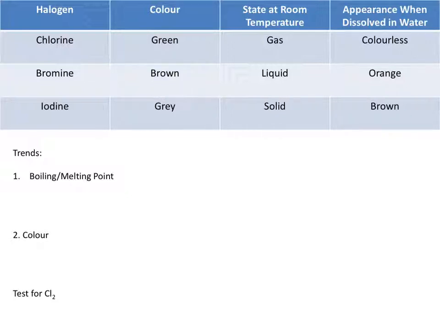You should probably also know the colours of them when they're dissolved in a non-aqueous solvent. So instead of dissolving it in water, dissolving it in, say, toluene, an organic solvent. Now chlorine and bromine dissolved in an organic solvent have the same appearance, but iodine doesn't. When you dissolve iodine in an organic solvent, it turns purple, a beautiful purple colour. So that's slightly odd, isn't it? That iodine is grey when it's a solid, it's brown when it's in water, and when it's in an organic solvent, it's purple. So, what should we learn from this?